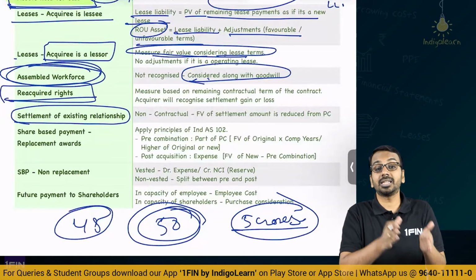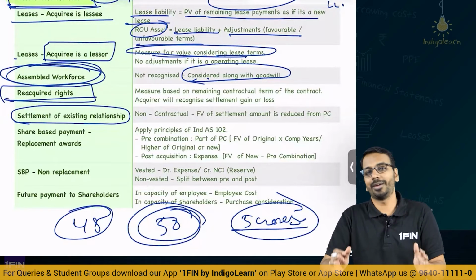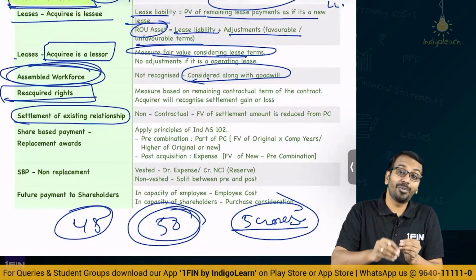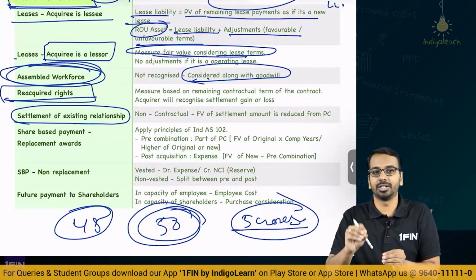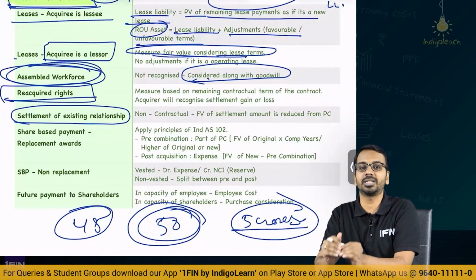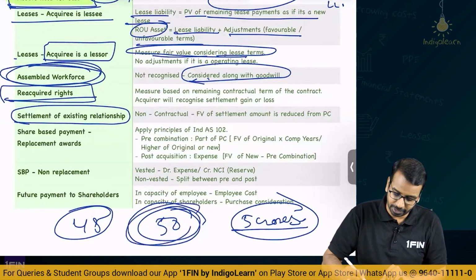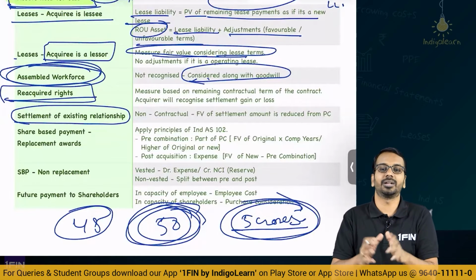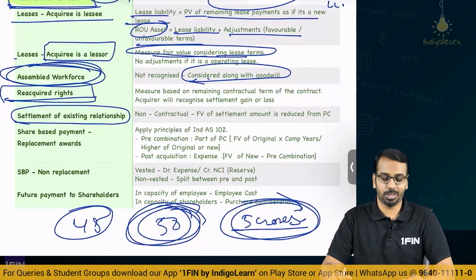So, if there is an existing non-contractual relationship, you have to consider the amount payable to settle the non-contractual relationship as a deduction from purchase consideration. So, if I paid 50, 5 crores is the penalty amount which I will deduct, and only the balance will be considered to be purchase consideration.